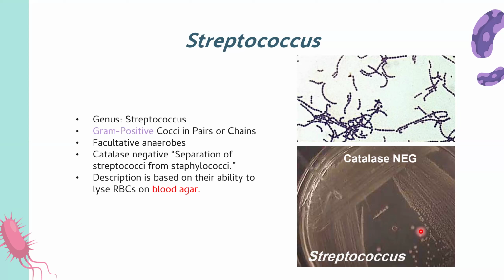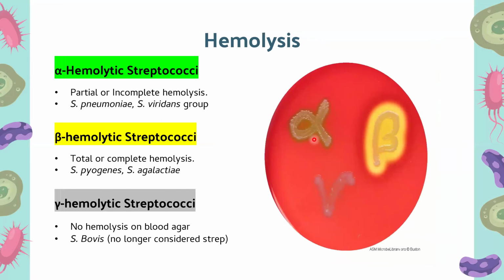So alpha hemolysis is what color? Green. Yes. Beta hemolysis is clear, see-through, or yellow. And then gamma hemolytic streptococci will have no hemolysis, so it's going to look somewhat gray. Let's take a look at that here.